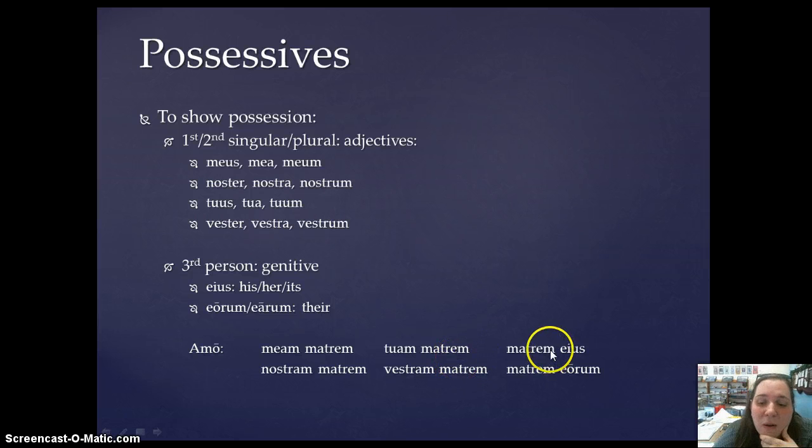But if I want to say amo matrem eius, if I want to say I love his mother, there's no adjective for that. You have to use the genitive of the pronoun. So amo matrem eius, I love his mother. Or amo matrem eorum, I love their mother.